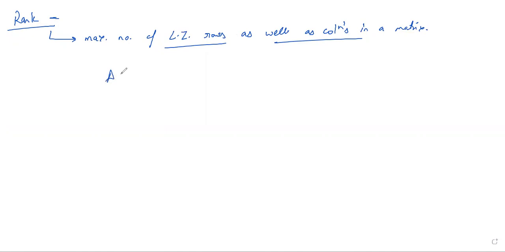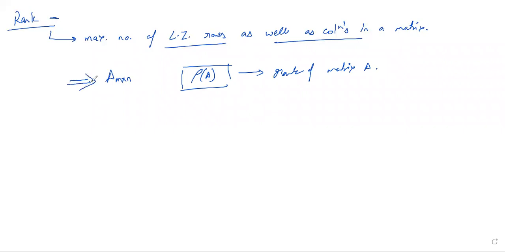The matrix A is of order m cross n. If we look at the notation of rank, the rank of this matrix A is denoted as rank of A, which is said as rank of matrix A. Now let's consider that the rank of this matrix A is equal to r. So what does this mean?